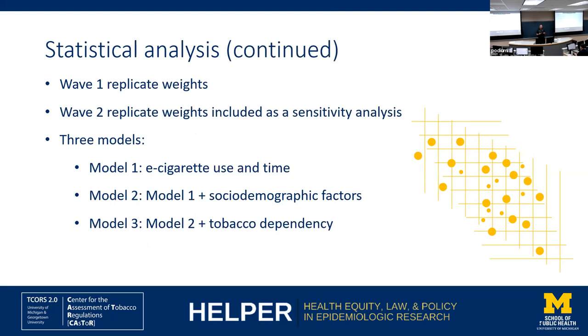For the main analysis, because we're often using PATH, I'll talk in the PATH language. I'm going to use wave one replicate weights. So these are nationally representative of baseline. There are problems with using wave one weights in a longitudinal study, which definitely are an issue, but that's the main analysis. I'll show you what the wave one weights look like.